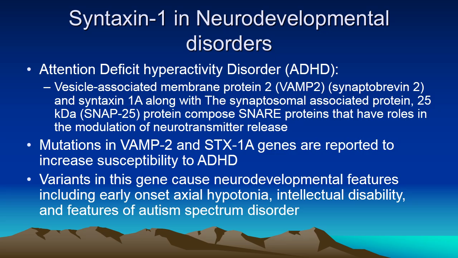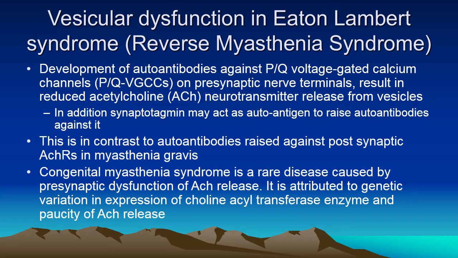And VAMP2 protein, also called synaptobrevin 2, and syntaxin 1A protein, along with changes in SNAP25, and these changes due to mutations in the VAMP2 and syntaxin 1A genes are reported to increase susceptibility to such disorder in adults. Variation in the gene causes neurodevelopmental features early in the course of disease, and they can be identified as axial hypotonia, intellectual disability, and features of autism.